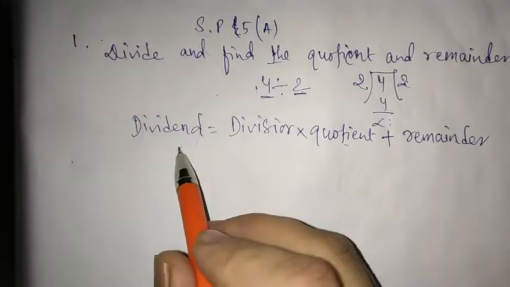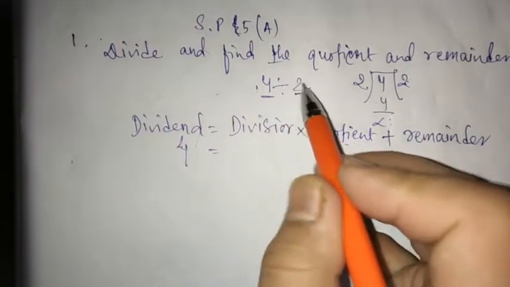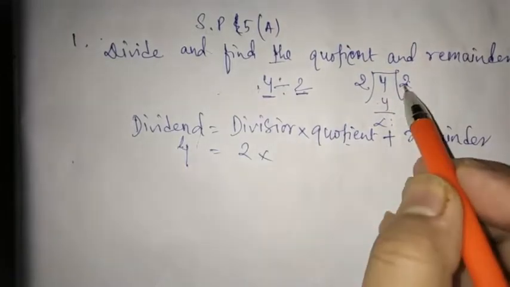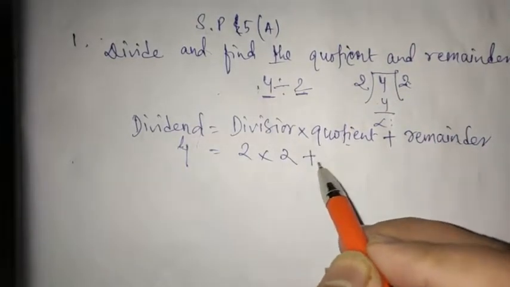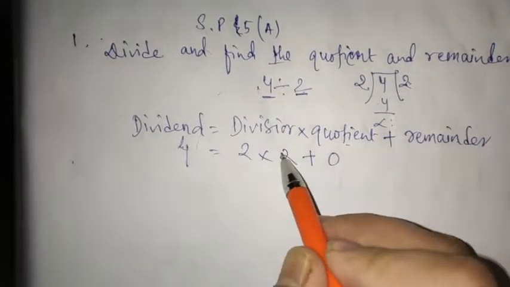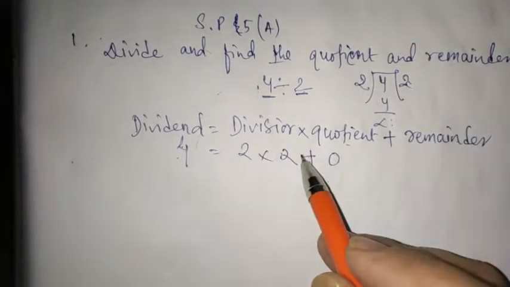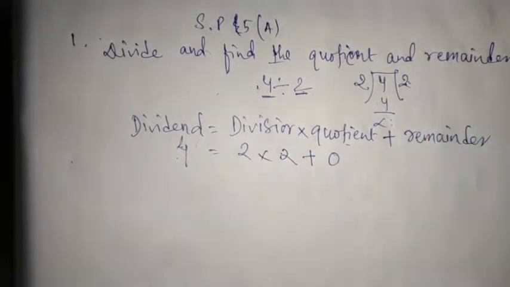So what is the dividend here? 4. What is the divisor here? 2. What is the quotient here? 2. And what is the remainder? 0. So when you multiply 2 2s are 4, you get 4. 4 plus 0 is 4, no? So in this way you can verify your division also.